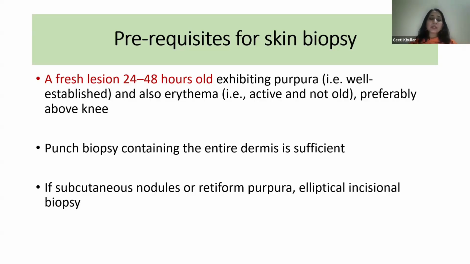A punch biopsy is sufficient. A 4 mm punch would be just ideal. Sometimes you have to take a nodule or a purpura if you have a medium vessel vasculitis. Then you take an elliptical biopsy, because in that case you will need an incisional elliptical biopsy. A punch may not be sufficient to get a biopsy from the subcutaneous tissue, like in PAN or erythema induratum, which have subcutaneous nodules. The biopsy should be incisional.